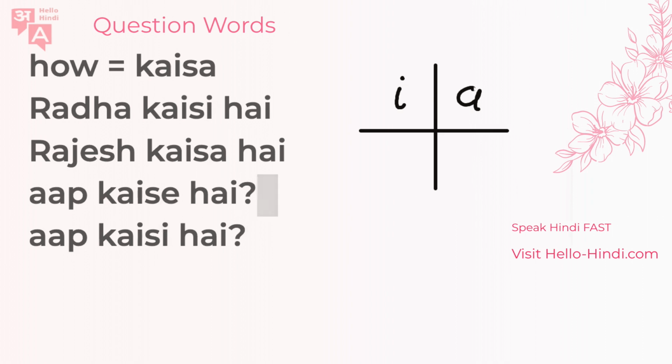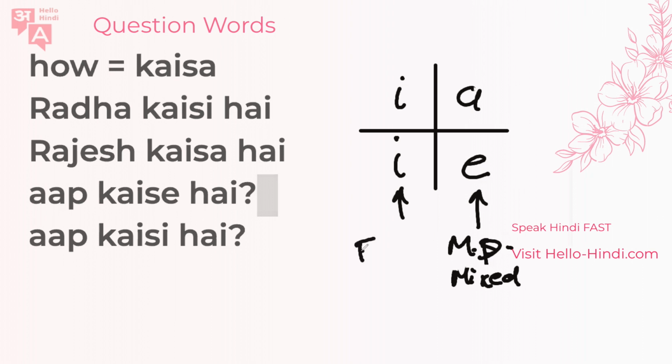Know that for aap, you will always use this A for the masculine singular, sorry, my bad, the masculine plural, and then the mixed group. And E for the feminine plural form. Okay, so remember, these are the ways how you can say Radha kaisi hai, Rajesh kaisa hai, and aap kaise hai, and aap kaisi hai.